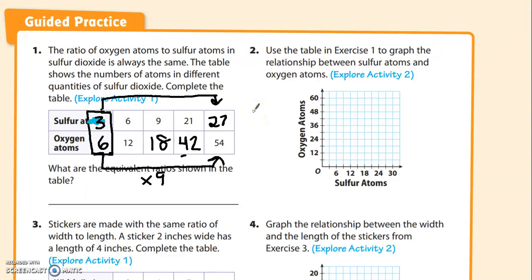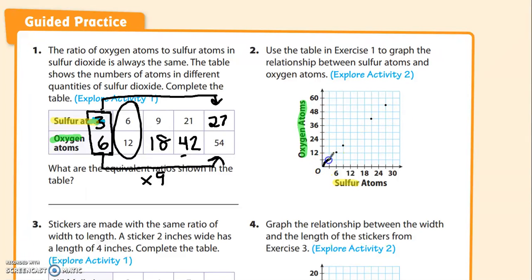So question 2 is a build of question 1. It says, use the table in exercise 1 to graph the relationship between sulfur atoms and oxygen atoms. It's really important to recognize that they set it up as the first row is the x-axis and the second row is the y-axis. So simply put here, we're going to graph 6, 12 first. That means over 6, up 12. And then I'm going to graph 9, that's over 9, up 18. That's going to be right here. And then over 21, up 42. And over 27, up 54.